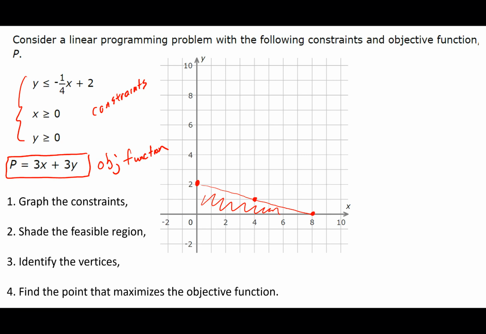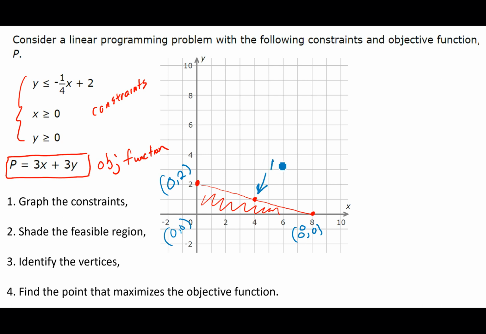Okay. So step 1, we graph the constraints. Step 2, we shade in that feasible region. Step 3, now we need to identify all vertices, all corners of this feasible region. Well, I have 0, 2 as a vertex. I have 0, 0 as a vertex. And I have 8, 0 as a vertex.